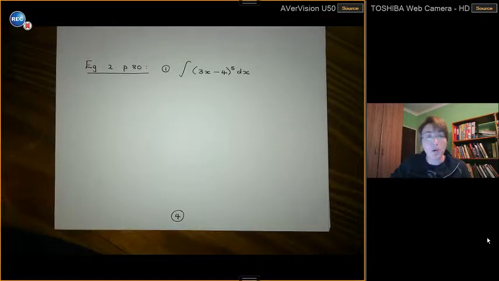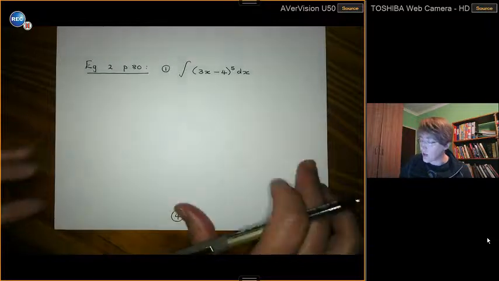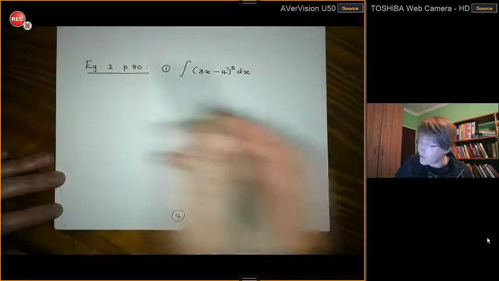This is part 2 of the reverse chain rule video. So now we're just going to speed it up slightly. After all of the explanation of the first video, we're just going to do some examples and different variations, and hopefully you guys should understand this. Okay, so this is example 2 on page 80 of the textbook.